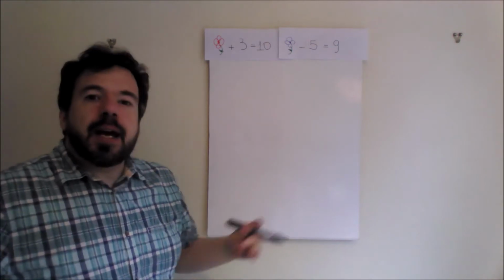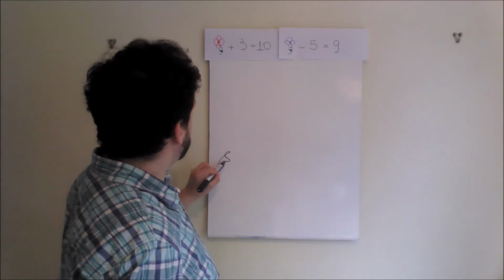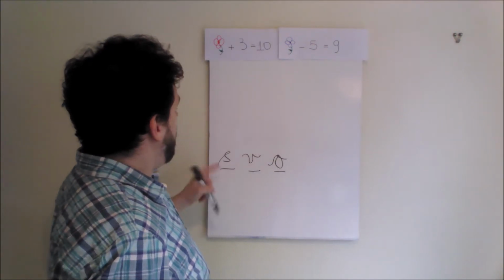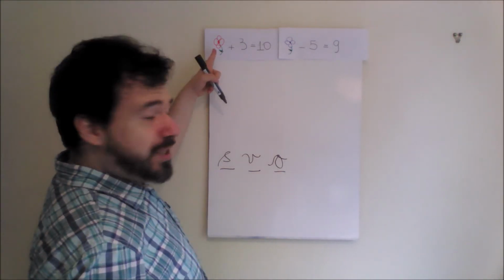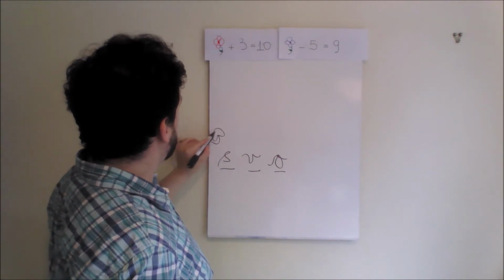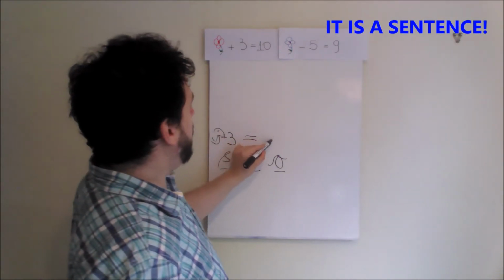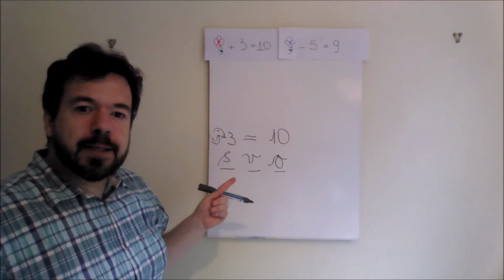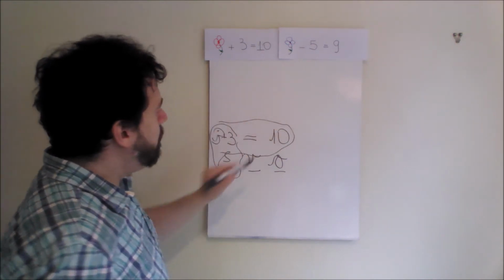What is a sentence in language, in literacy? What is the structure? It usually has a subject, a verb, and an object. Namasteacher is great. If we see here, we can do a parallel. You can say that this part is the subject, the verb is equals, and the object is 10.